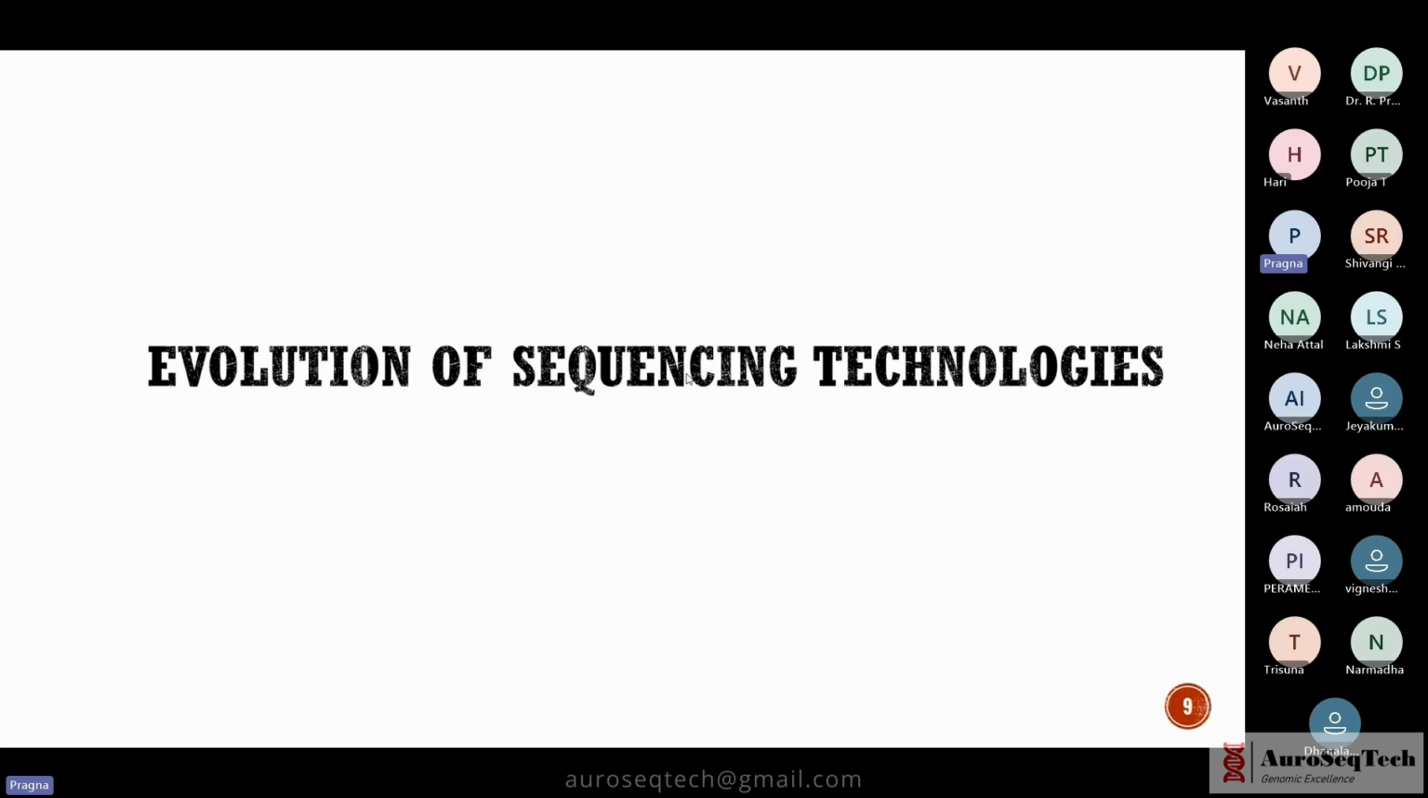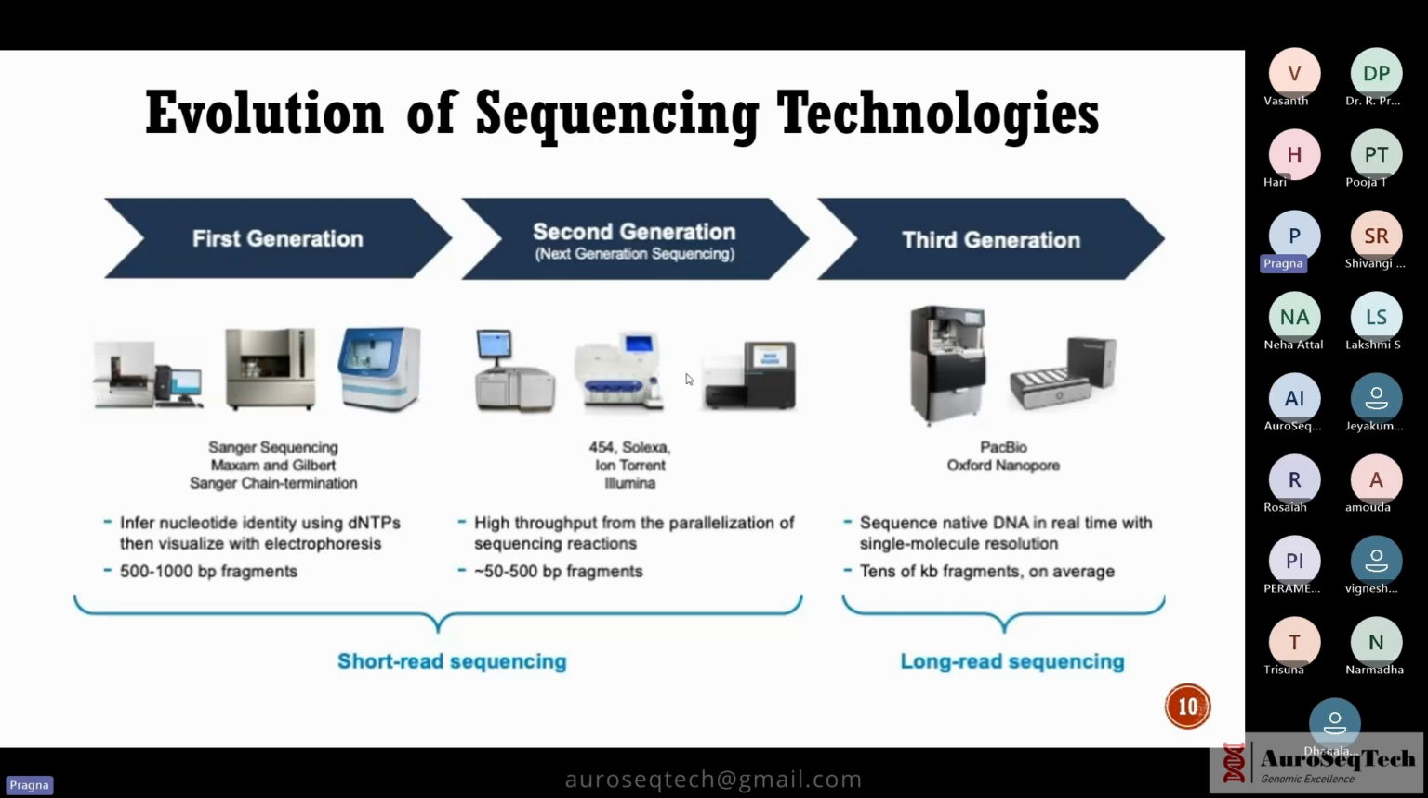Coming to the evolution of sequencing technologies. We will see how sequencing technology evolved over time. When we say sequencing technology, you must have heard first generation, second generation, and third generation. Also, during the inauguration, sir mentioned the third generation, which is ONT, Oxford Nanopore, and PacBio, right? Now let us have an understanding about all three generations of technology.